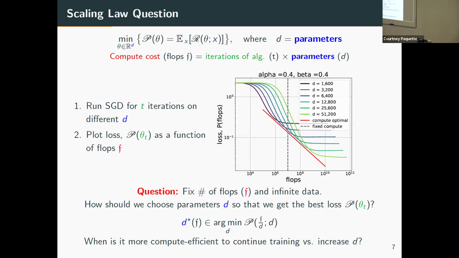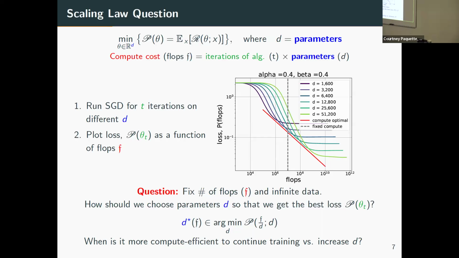That is, you're looking for D star as a function of flops, which is the argmin of your loss as a function of D and flops. Okay, it's simply a constrained optimization problem that you're trying to solve, where the constraint is that your flops is equal to iterations times parameters. Another way of asking this question is, when is it more compute efficient to continue training, or when is it better to increase the size of your problem? Okay, there's a trade-off there.